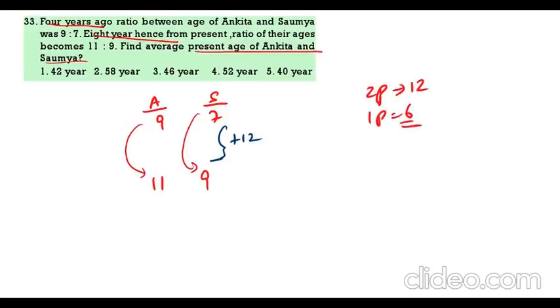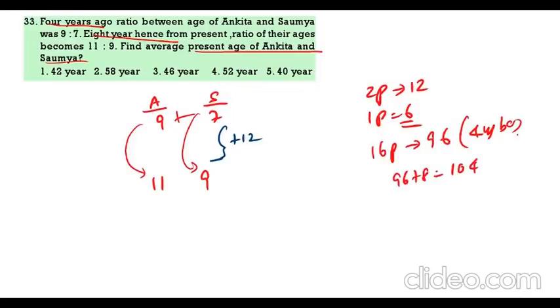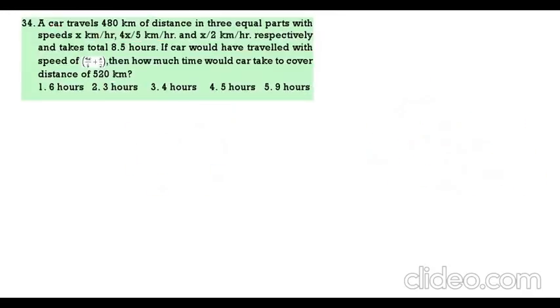Average present age of Ankita and Soumya. Now Ankita and Soumya 16 parts is 96. This is 4 years back. Now present means there are 2 persons, we should add 8. So 96 plus 8 will be 104. We want average, divided by 2, that is 52 years. 52 means option 4.